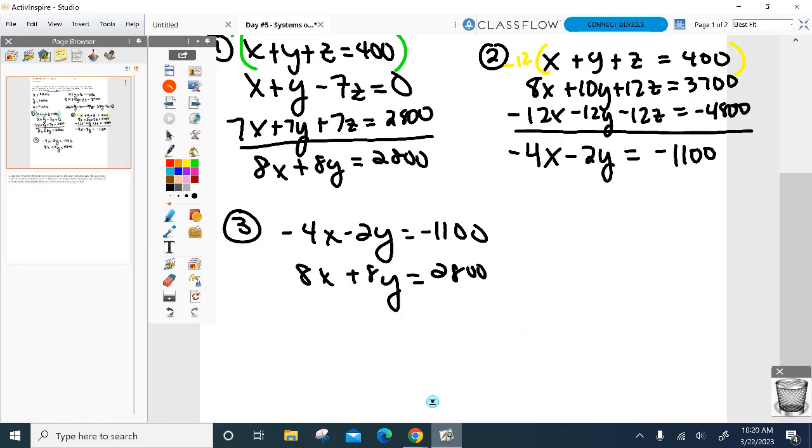What do you want to get rid of? You get rid of x. Okay, so I got to multiply it by what then? 2. Good job. I could have multiplied it by 4 as well and got rid of y. Good call, Tim.